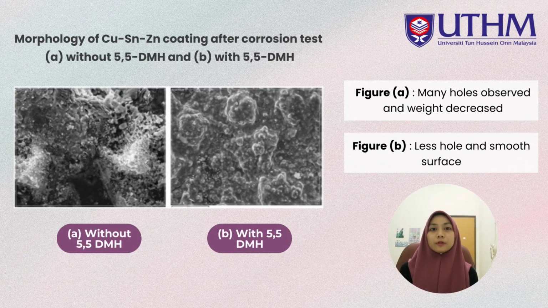Last but not least, the morphology of the copper-tin-zinc coating after the corrosion test, as shown in figure A, shows many holes, which indicates a high corrosion rate, while in figure B, fewer holes and a smooth surface are observed, which indicates a low corrosion rate.